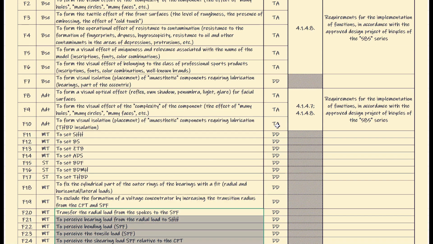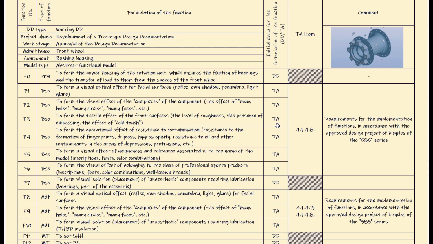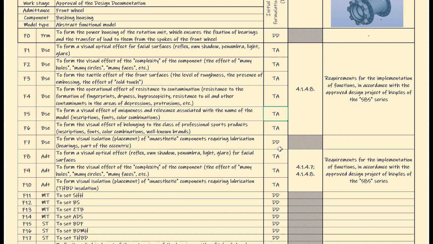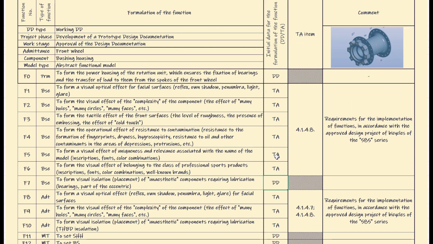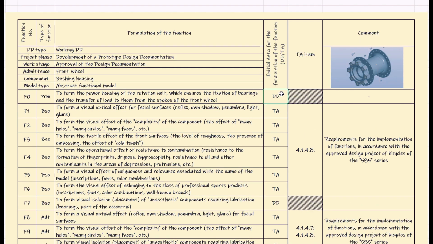Then technical assignment is put in the field. If the information about the function is contained in both the design documentation and the technical assignment, then design documentation is put in the field, since the design documentation is a more preferable source of information compared to the technical assignment, due to the lower degree of abstraction.